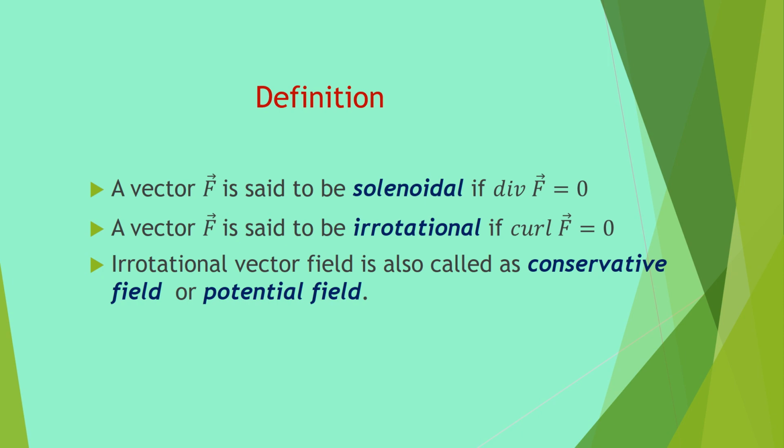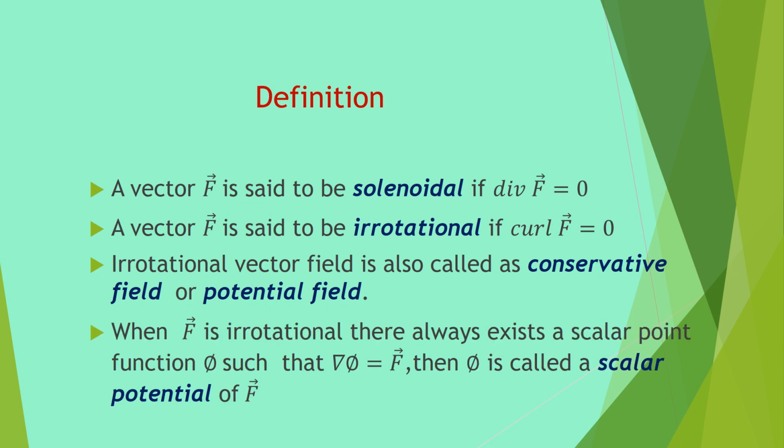Similarly, we have some other terminology for irrotational. An irrotational vector field is also called a conservative field or potential field. Another very important property of irrotational: when F is irrotational, there always exists a scalar point function phi such that del phi is equal to F. Then phi is called the scalar potential of F. So whenever we have an irrotational vector F, there exists phi such that del phi is equal to F.